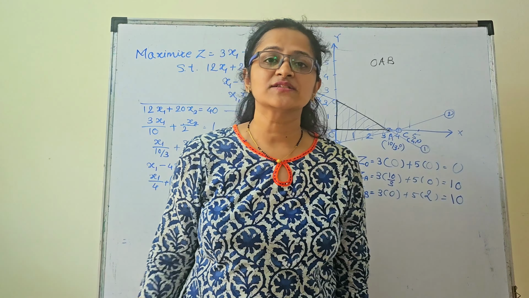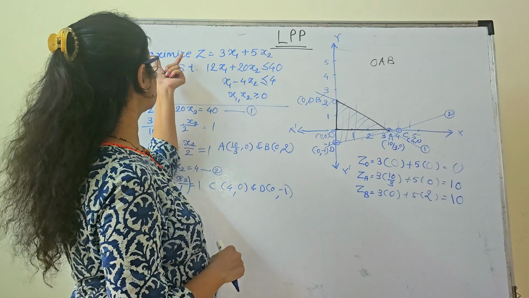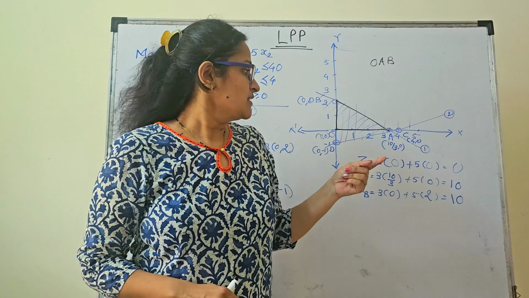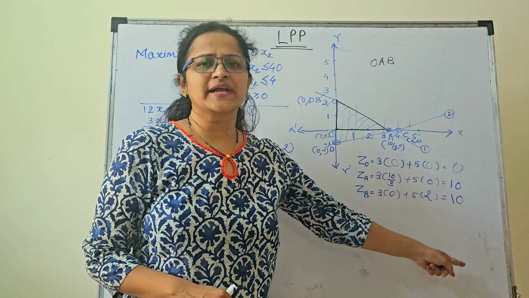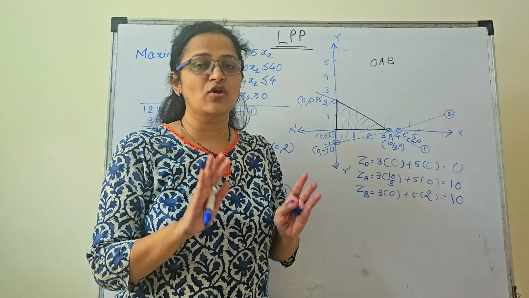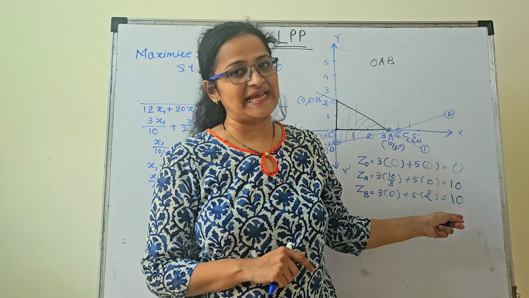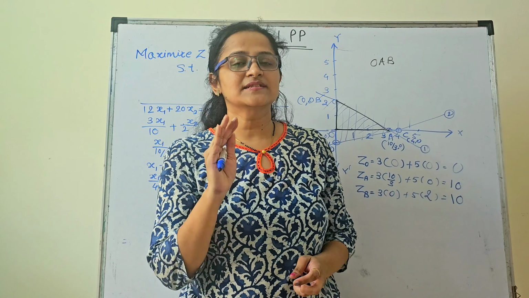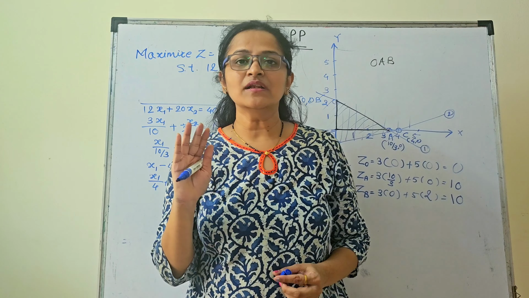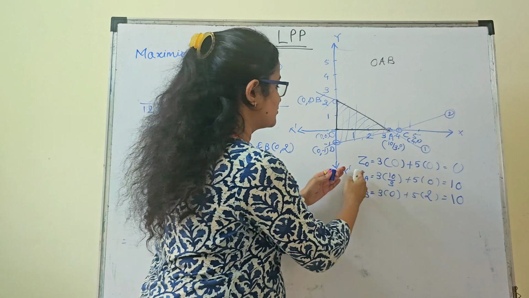Now check what this is. Is it maximize or minimize? What is the objective function? To maximize the solution, right? So whatever is the maximum number you get here, that is your final solution. That is your optimum solution. But now you got two maximum numbers, right? 10, 10. In both cases, it means this problem has multiple optimum solutions. Both the solutions are correct.